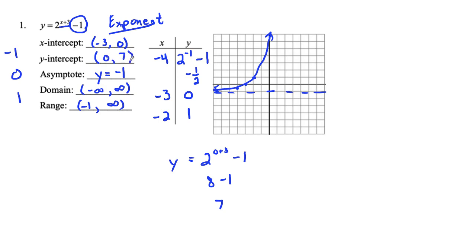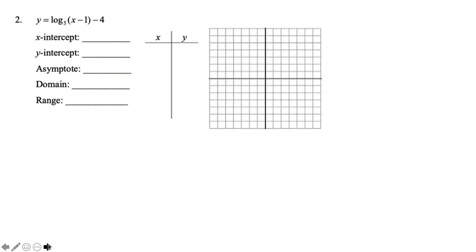All right. So problem number 1 for you is graphing that first exponential function. All right, let's move on to problem number 2. Problem number 2 is a logarithmic function, right?